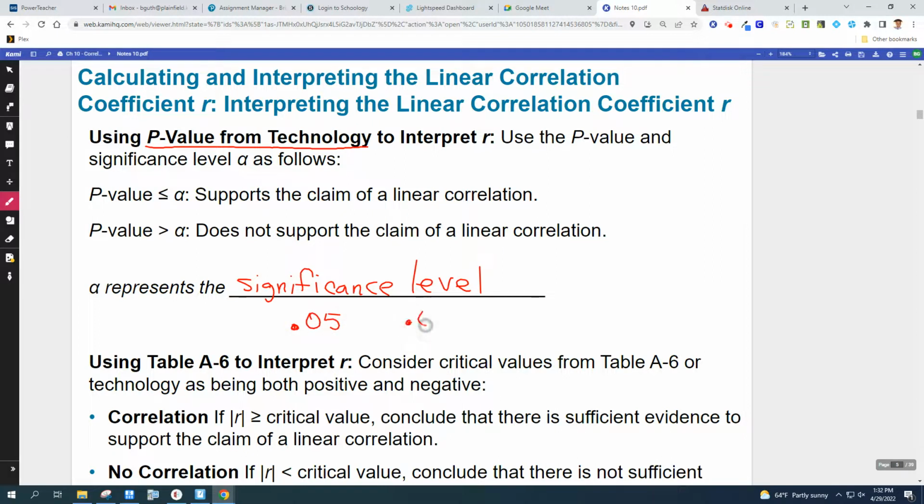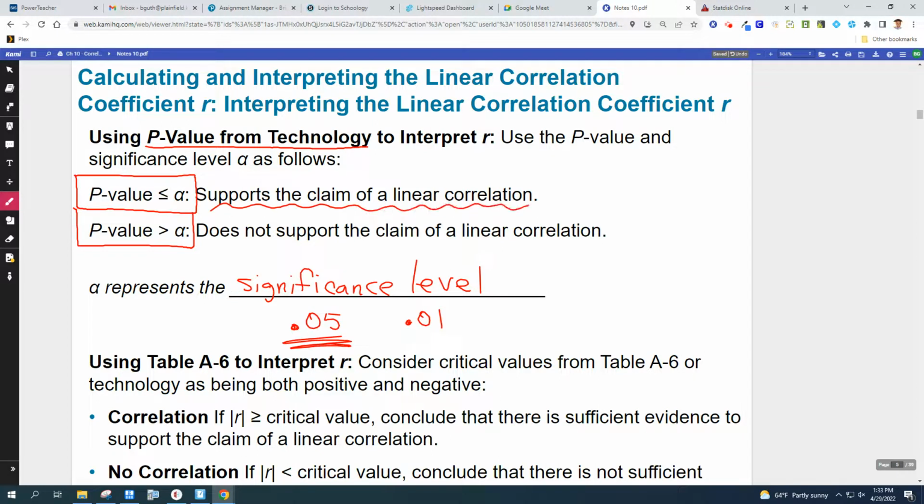Sometimes it will be 0.01. The example that we see here in a bit, we're using a significance level of 0.05. But we're checking the p-value and making sure it's less than or equal to this alpha value. If it's greater than the alpha value, it's something else. If it's less than, it supports the claim of a linear correlation.